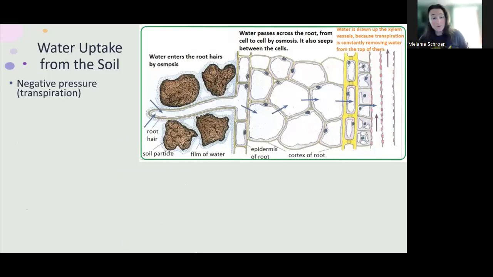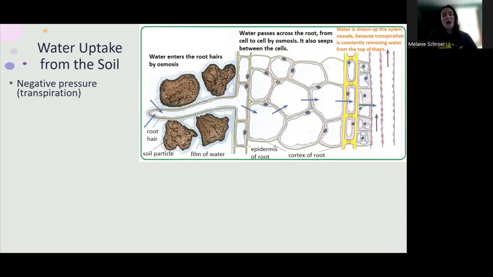Water uptake from the soil, right? So this is really what's important here. Water uptake from the soil is absolutely critical because, as we know, every time those stomata open on the leaves, water is lost, and so that water must be replaced by water coming up from the soil, or else the plant will be harmed, right? It will become flaccid, it will wilt.